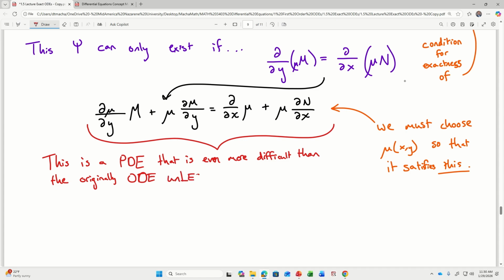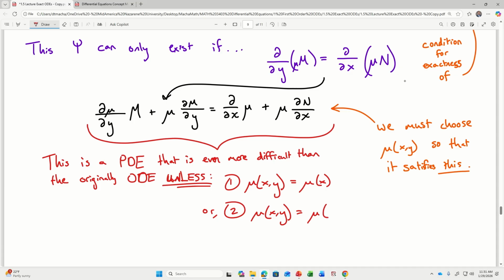Unless mu is actually just a function of x, or mu is actually just a function of y. So I need to choose mu so it satisfies this black equation.